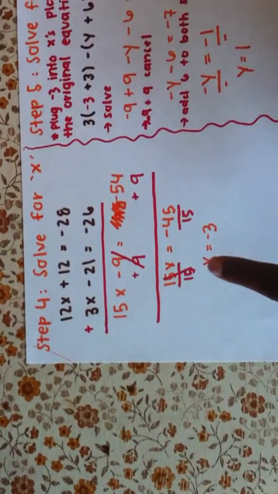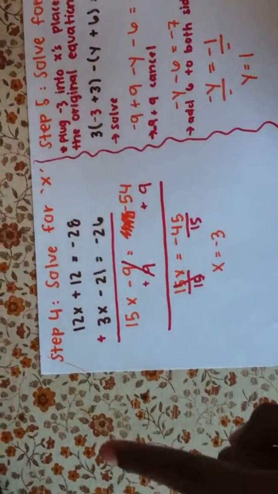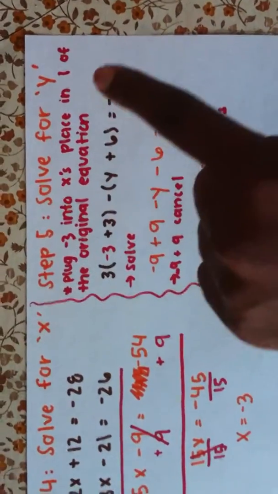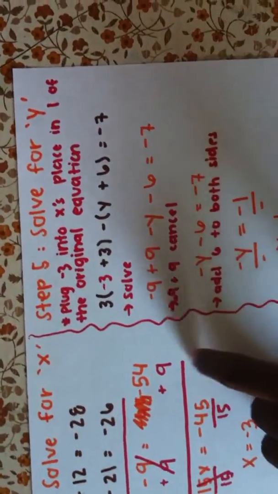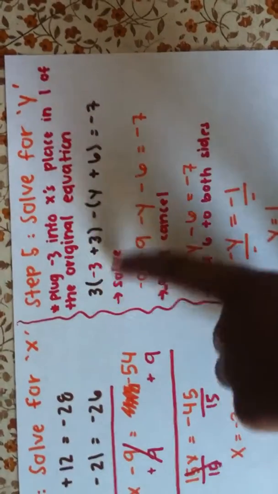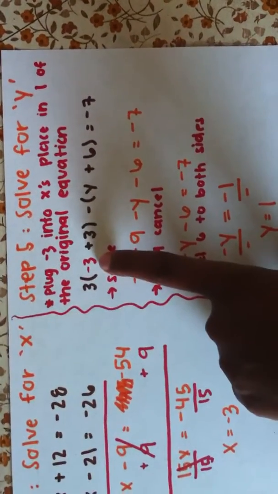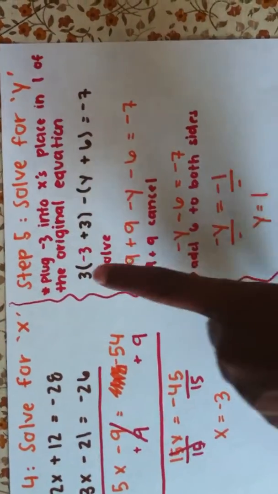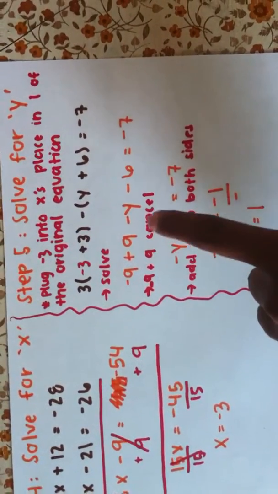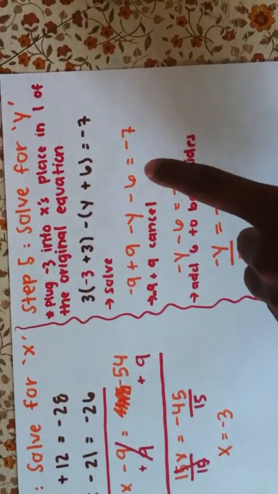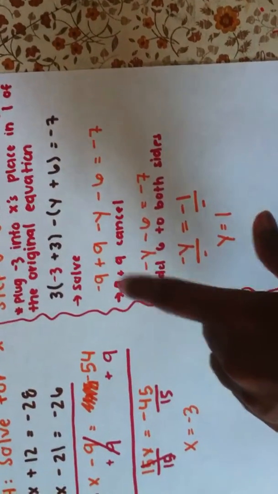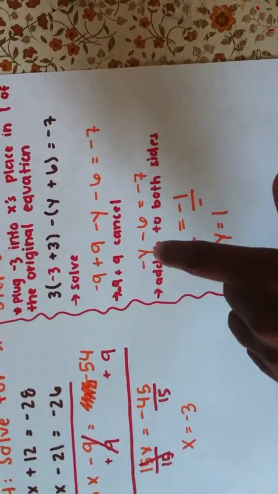Now you take this x = -3 and plug it back into one of the original equations to solve for y. So plug negative 3 into x's place in one of the original equations. I chose the first one we wrote down, and x was right there, and I put in negative 3. So solve for it. First I distribute it out, so I get -9 + 9 - y - 6 = -7. Now I cancel both of these 9s because it's negative 9 and positive 9, so I end up with -y - 6 = -7.